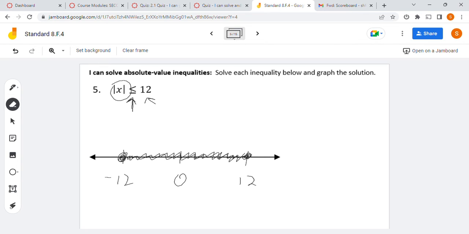We need to write a compound inequality to represent that. So on the left-hand side, we have from negative 12 going to the right, and here we have positive 12 going to the left.